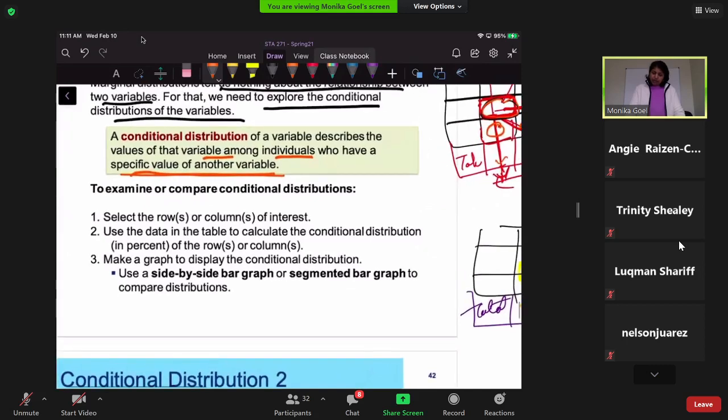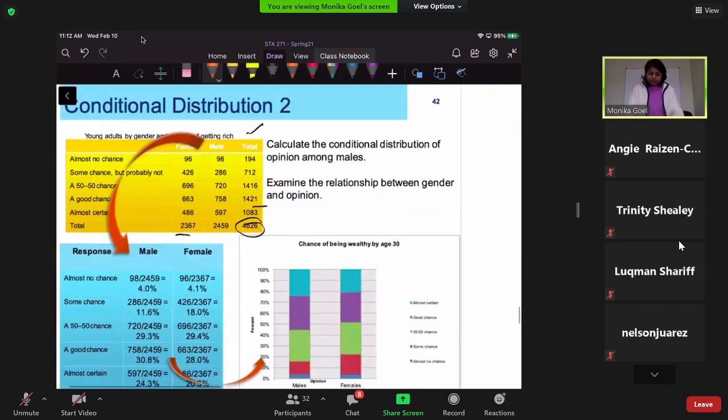And how to find that? Select the row or column of interest. Use the data in the table to calculate the conditional distribution of the rows or columns. Make a graph to display the conditional distribution. Use side-by-side graph or segmented graph. And again, when we read this wording, I don't know how many of you get what it's actually explaining. So let's do an example to make more sense out of it.